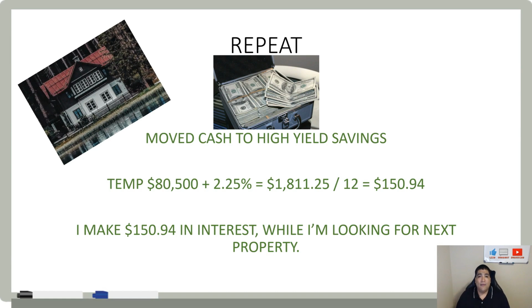Now, once I had the cash in my account, I moved it immediately. During this whole process, I was not able to move cash around from my checking and savings accounts. So I immediately consolidated all my cash and moved it into a high yield savings account. Temporarily, while I'm looking for my next property, I have $80,000 getting a rate of return in a high yield savings at 2.25.